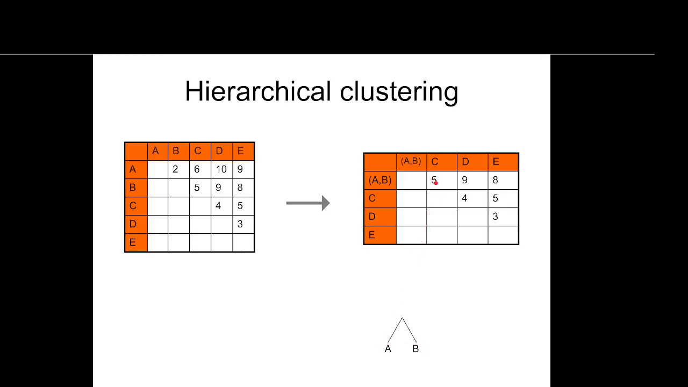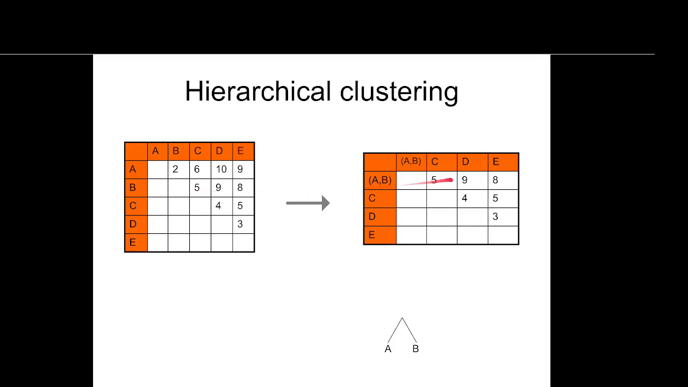We must now decide what is the distance of this new cluster to the existing nodes. There was no cluster AB, so per se there is no obvious distance between AB and C. So what we do is we consider the distances that A had to C and that B had to C. That was 6 and 5. And then based on these two pieces of information, we make a choice what the new distance is.